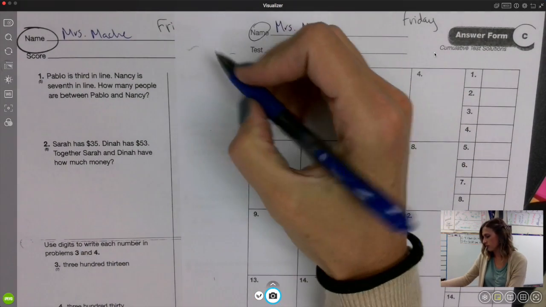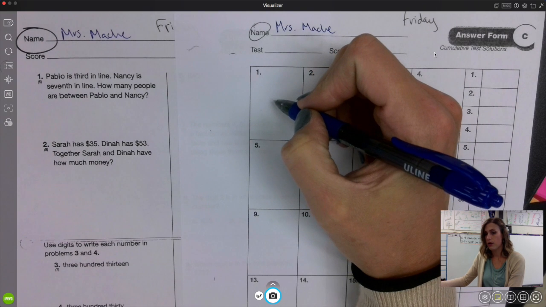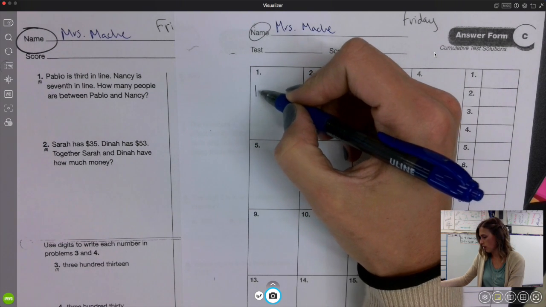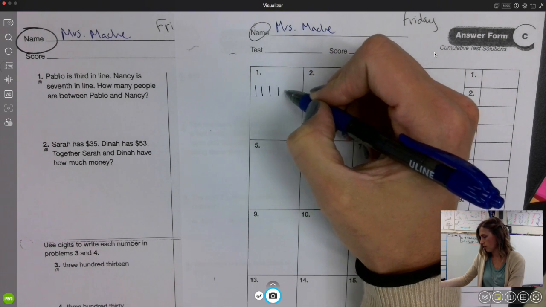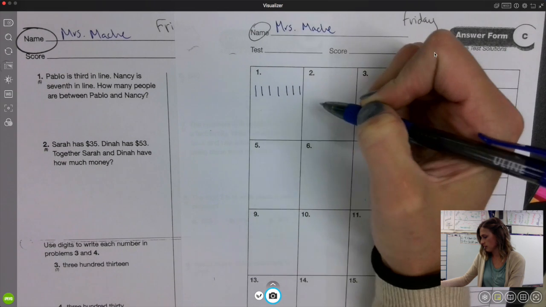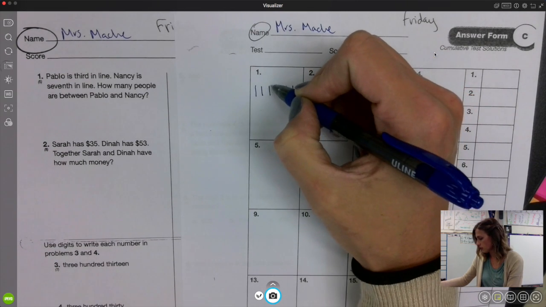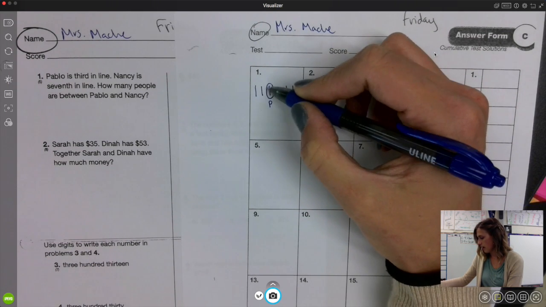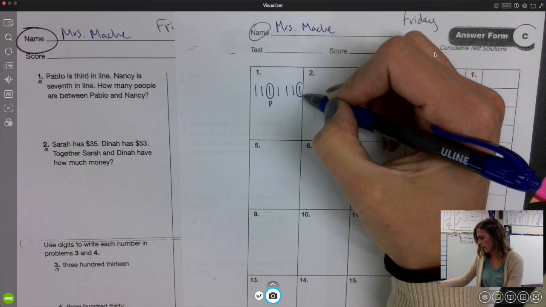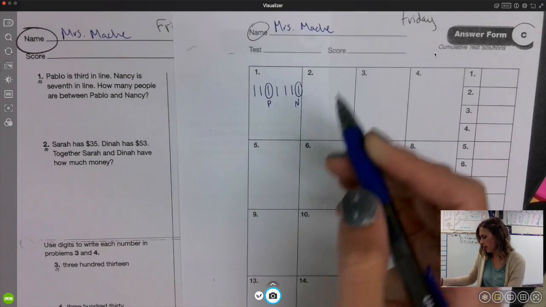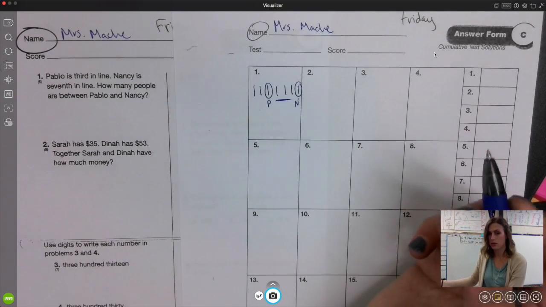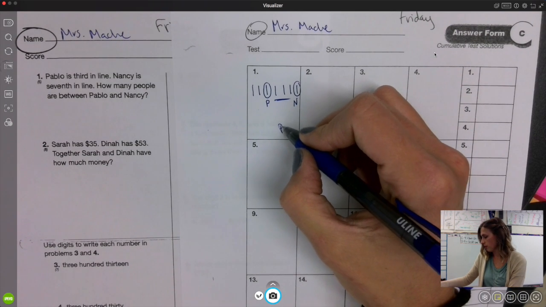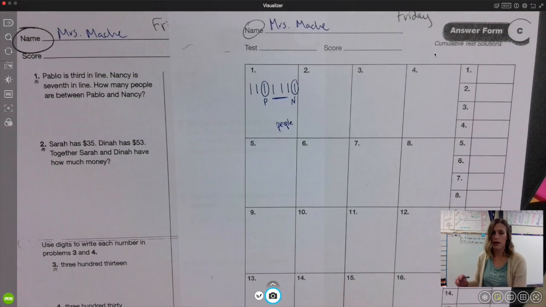So remember, we want to start with our picture here. So 1, 2, 3, 4, 5, 6, 7. Pablo's 3rd, so circle the 3rd. Nancy is 7th, 1, 2, 3, 4, 5, 6, 7, so circle the 7th. And then how many people are in between? Don't forget to put your label of people on that problem.